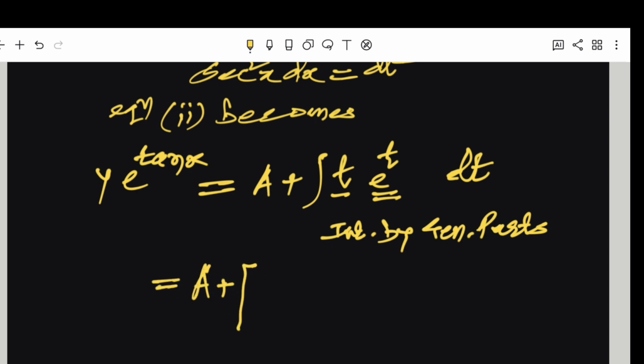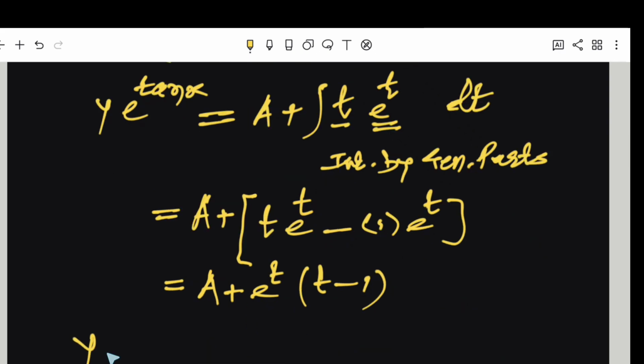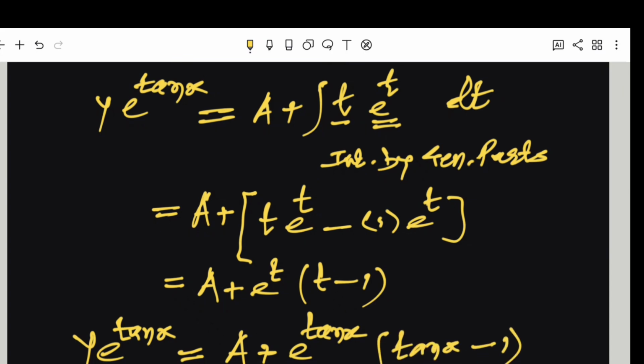Exponential must be second. Therefore, first term as it is, integration of second is e raised to t, minus derivative of t with respect to t is 1, and next integration of e raised to t is e raised to t. Taking e raised to t common, we get t minus 1 as the remaining term plus a. Substituting the value of t on the right hand side, we get e raised to tan x multiplied by tan x minus 1 plus constant of integration a.